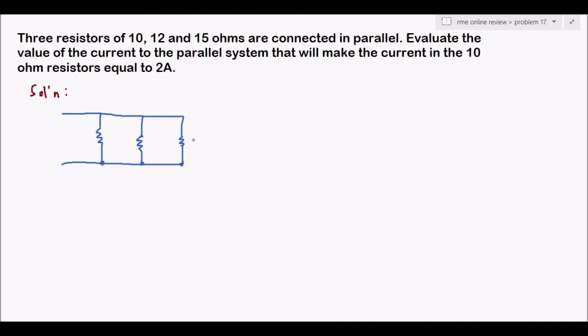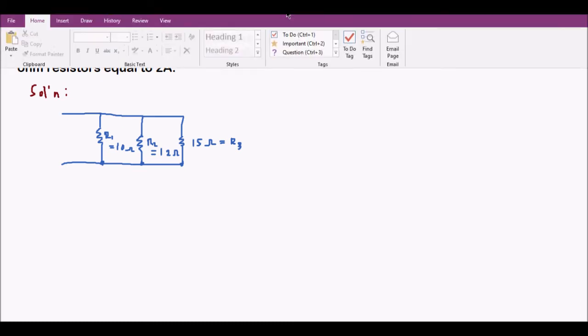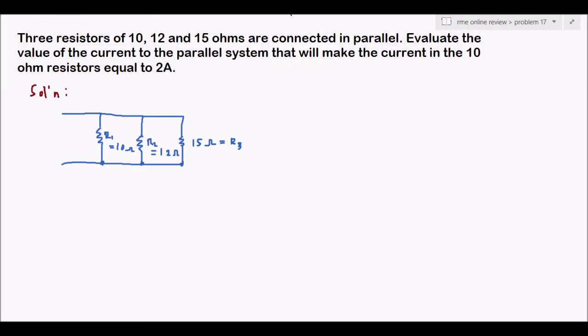Okay, so we have here 15 ohms. So let's have this one as our R3. R2 is equal to 12 ohms, and R1 is equal to 10 ohms. So we're going to get the total current. Let's just change our pen first. So this is our current here, 10. Okay, so this is the required.